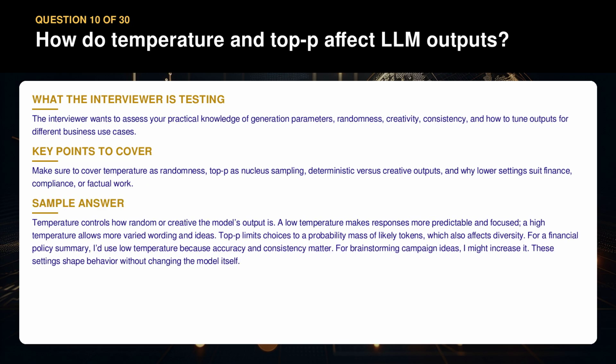Temperature controls how random or creative the model's output is. A low temperature makes responses more predictable and focused. A high temperature allows more varied wording and ideas. Top P limits choices to a probability mass of likely tokens, which also affects diversity. For a financial policy summary, I'd use low temperature because accuracy and consistency matter. For brainstorming campaign ideas, I might increase it. These settings shape behavior without changing the model itself.